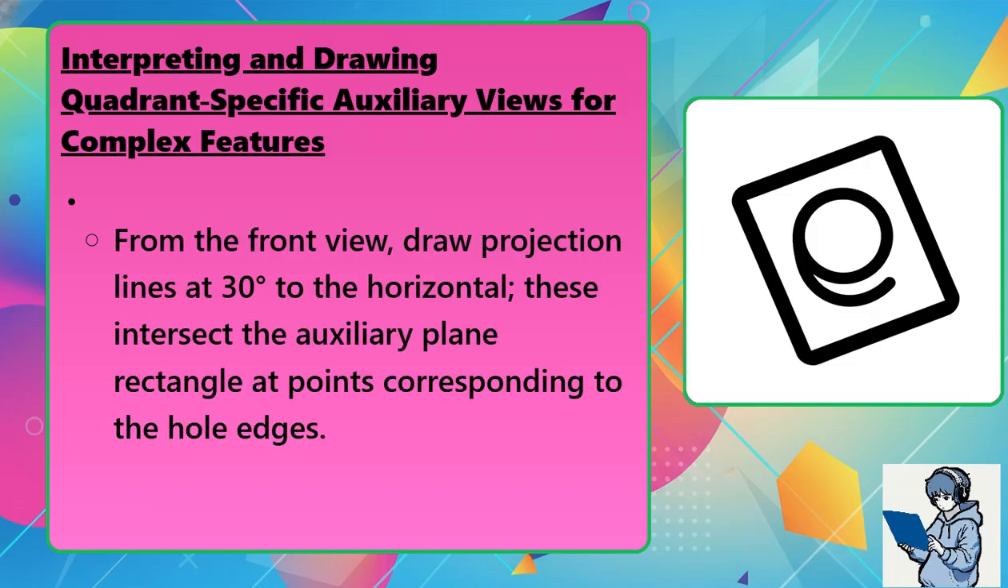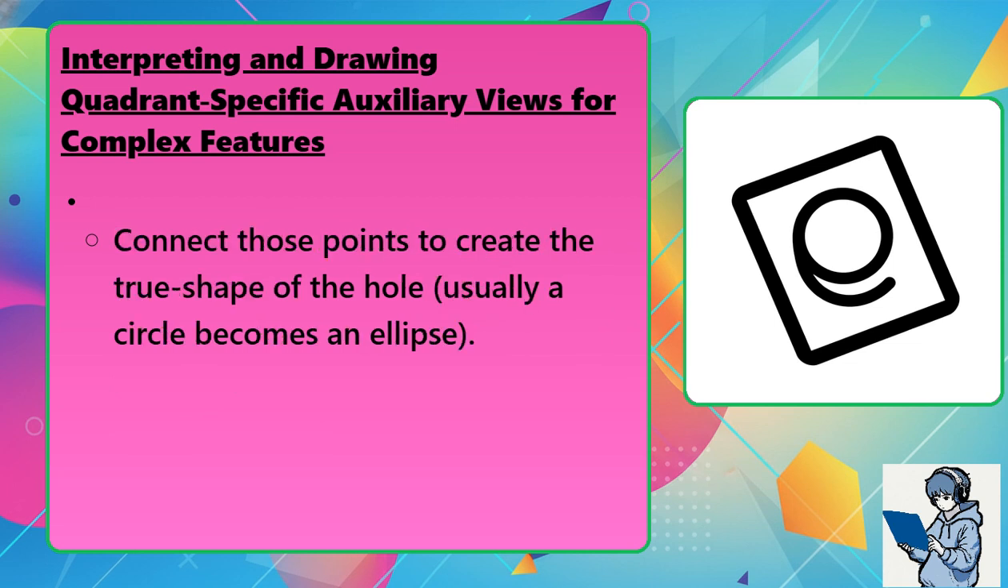From the front view, draw projection lines at 30 degrees to the horizontal. These intersect the auxiliary plane rectangle at points corresponding to the hole edges. Connect those points to create the true shape of the hole. Usually a circle becomes an ellipse.